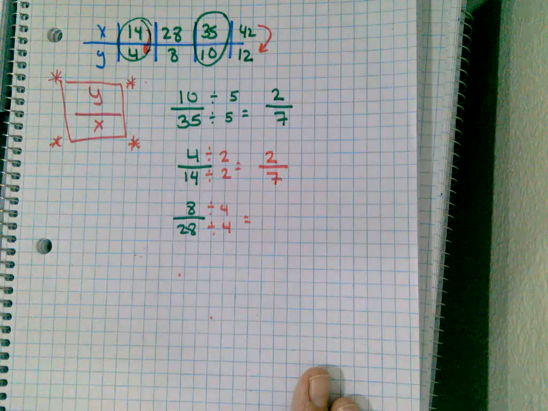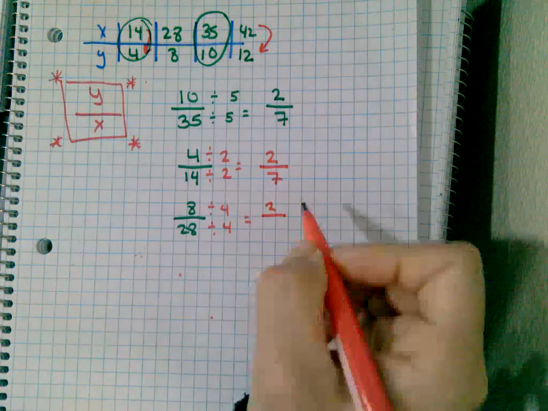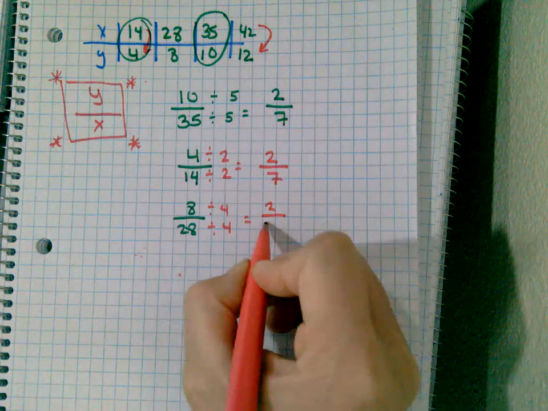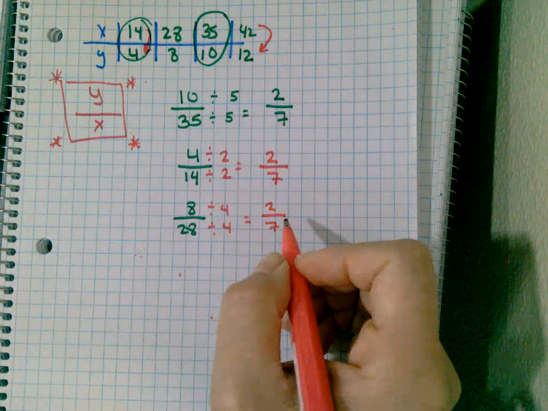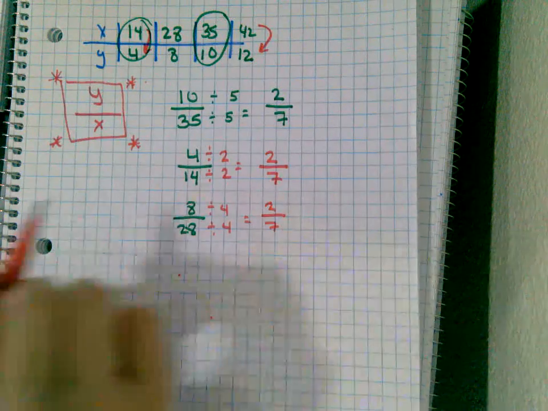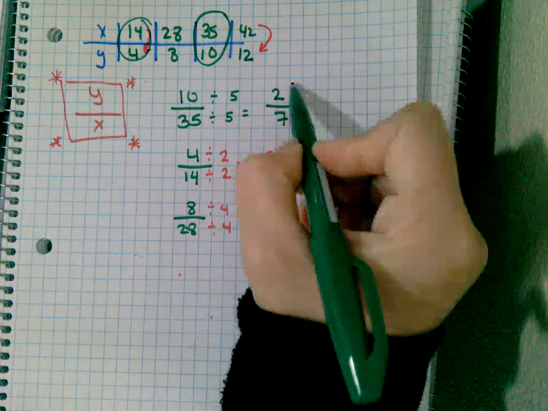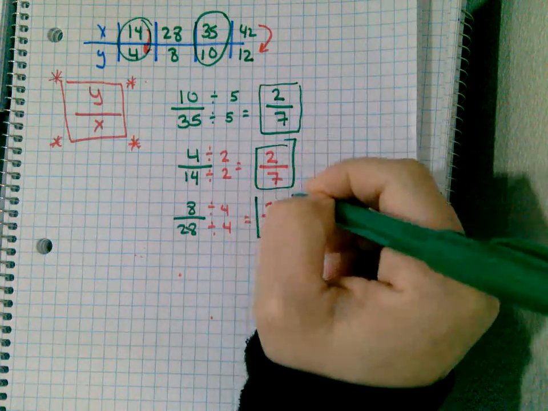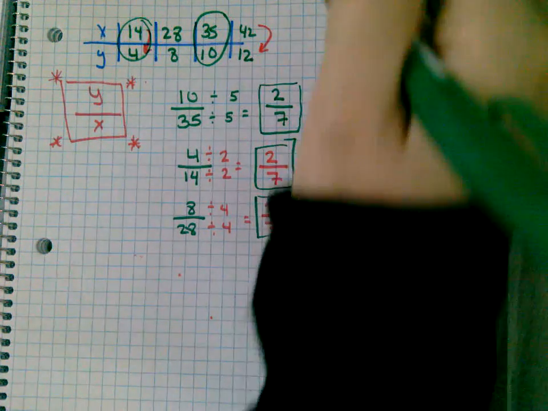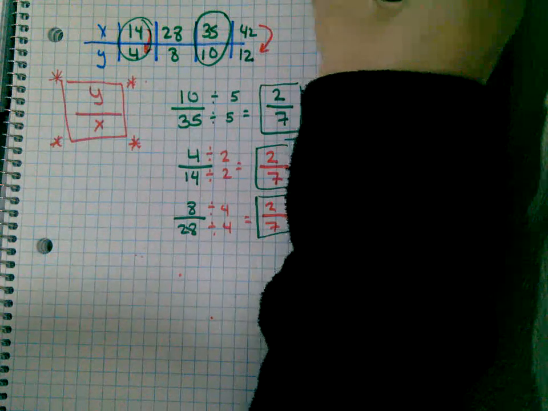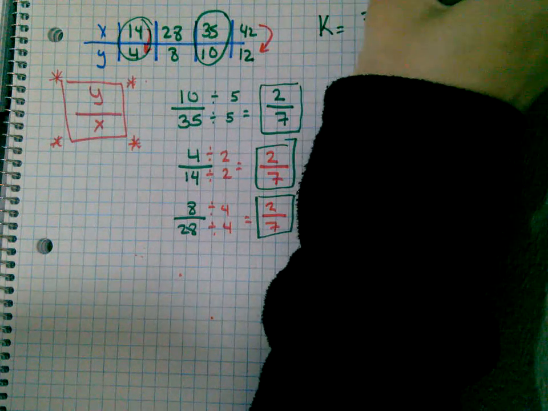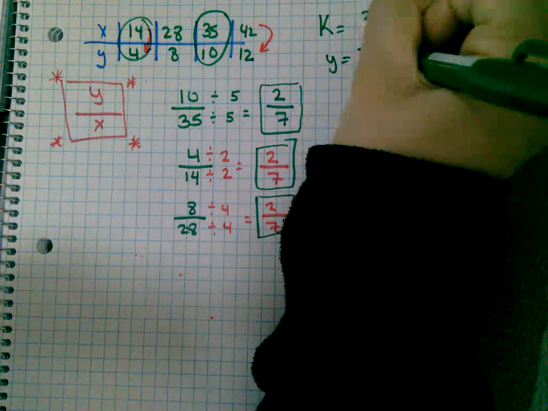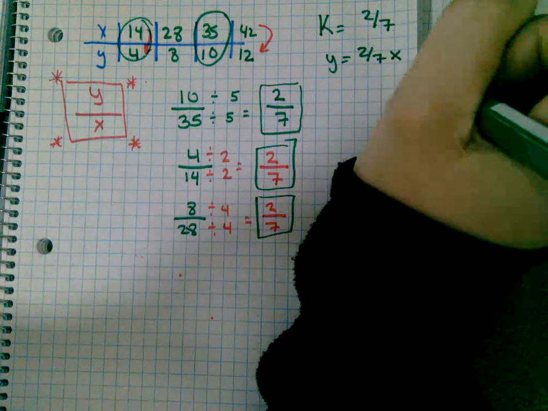8 divided by 4? 2. 28 divided by 4? 7. What? They're all equal to 2 sevenths, which means that your unit rate, your constant of proportionality, is 2 sevenths. Your equation is y equals 2/7 x.